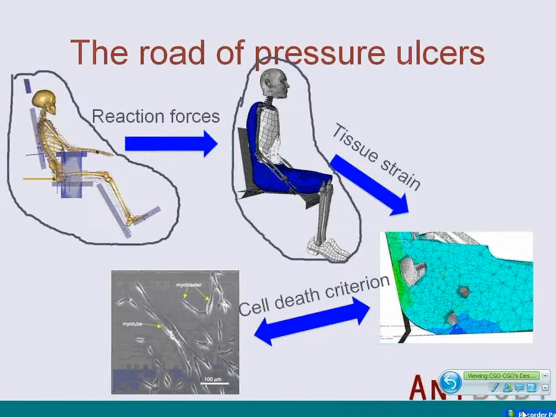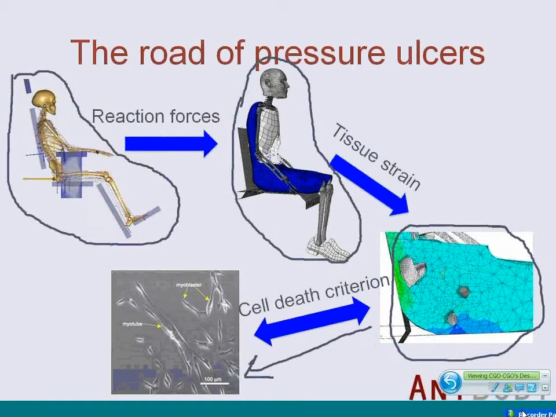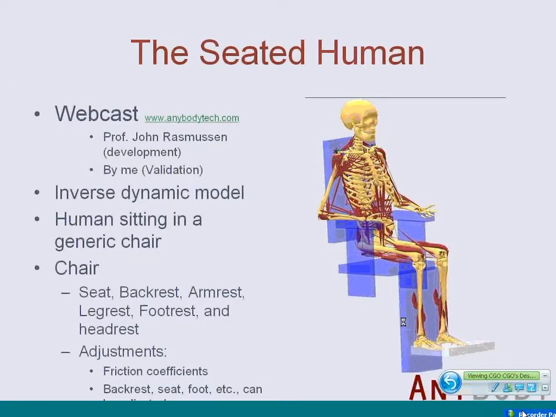That's the whole webcast. This model can then calculate the tissue strain, which you can see an example of down here, and the tissue strain can then be related to some kind of cell death. So, for example, saying that the cells cannot tolerate a specific type of strain or a specific amount. Then you can compare what the cells can tolerate with what we calculate from this given seated posture. So this is basically what the presentation will be about.